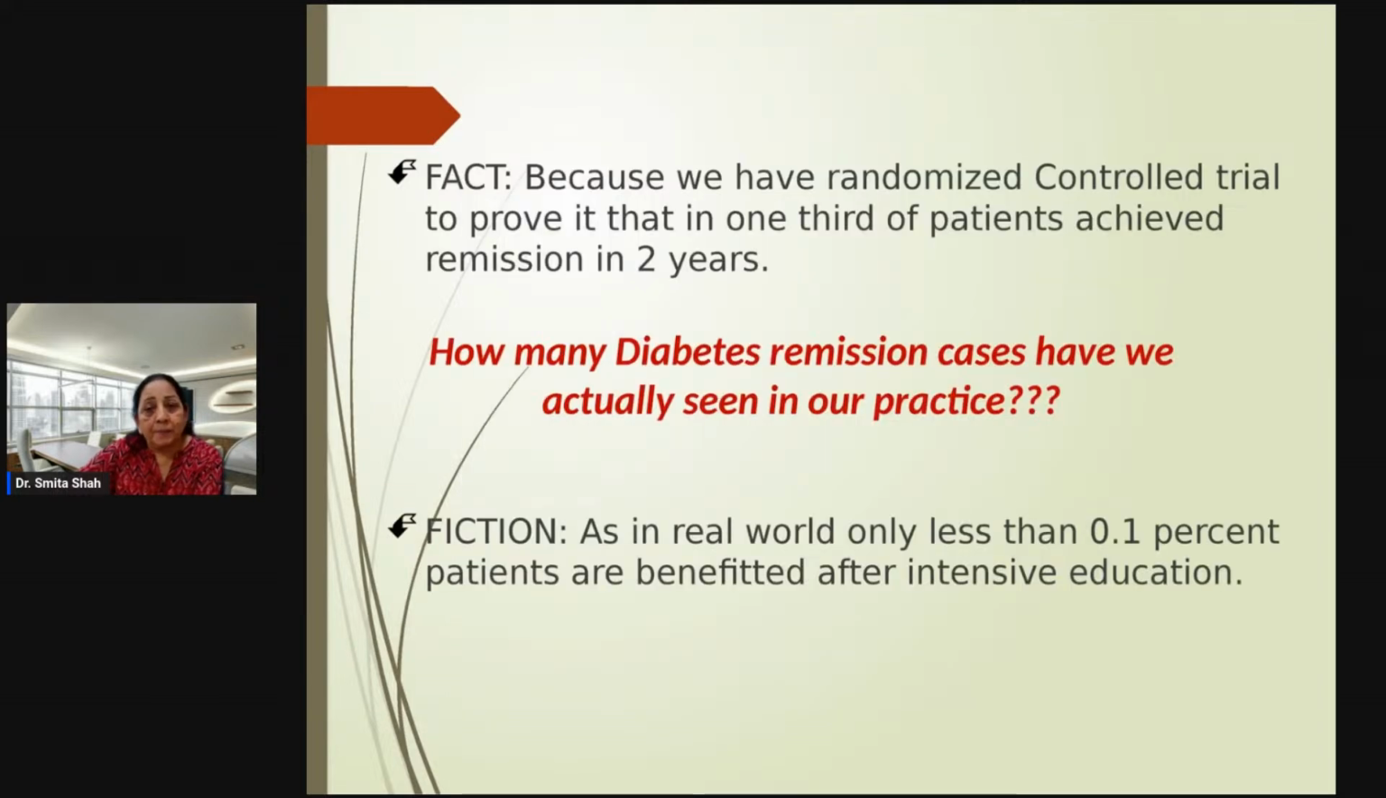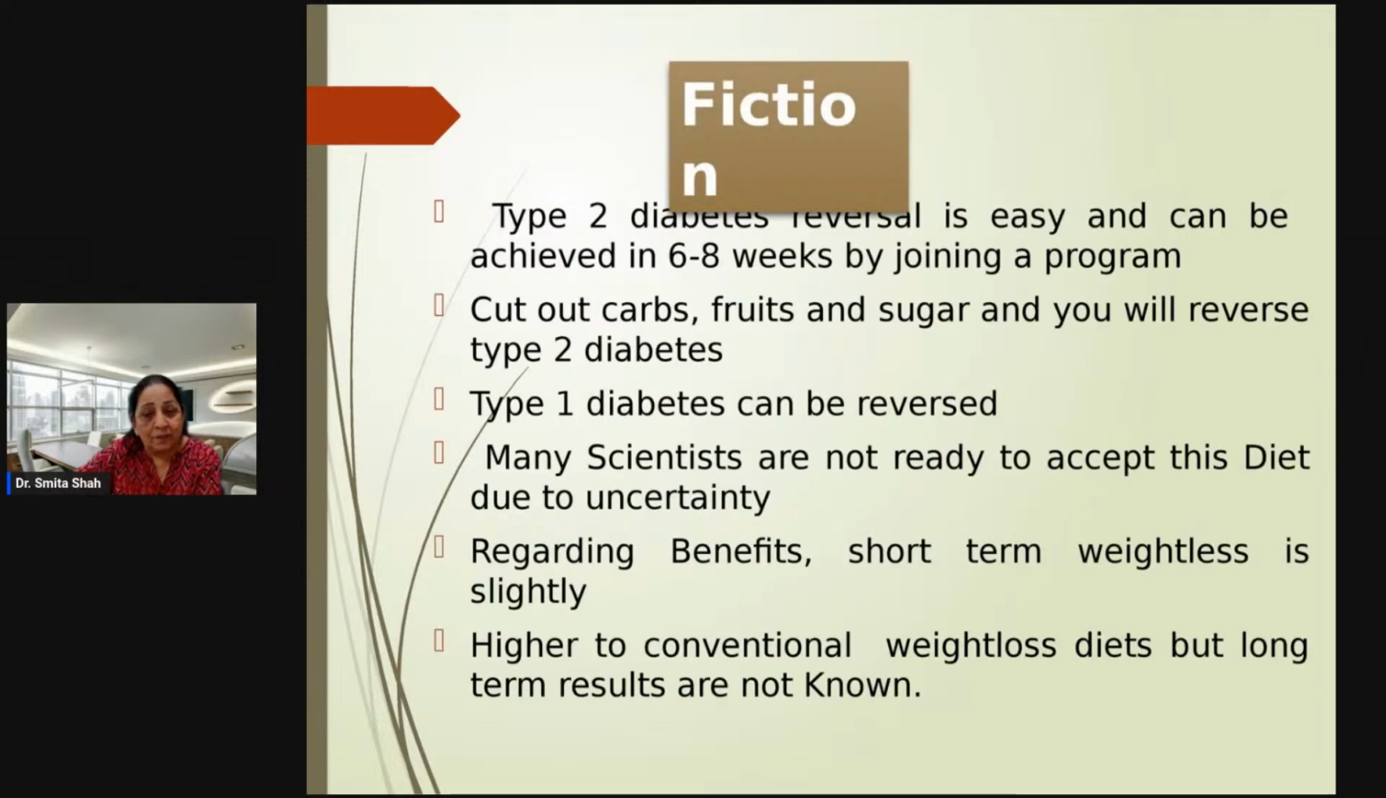The fact is that we have many randomized control trials proving that one third of the patients achieve remission in 2 years. There are a number of trials and they conclude that remission is possible. But how many diabetes remission cases have we actually seen in our practice? The fiction is that in the real world, less than 0.1% of patients benefit after intensive education.